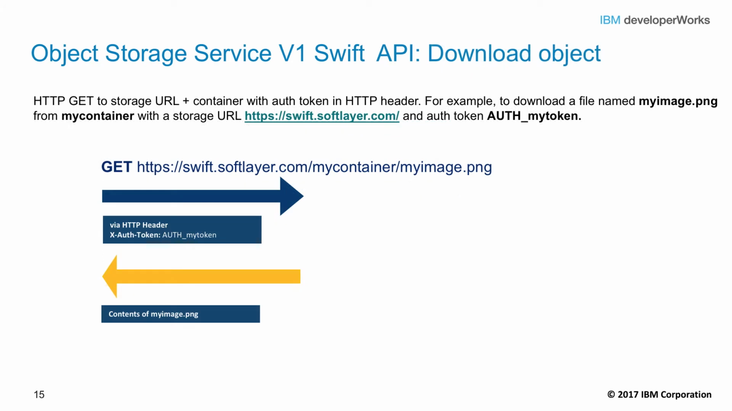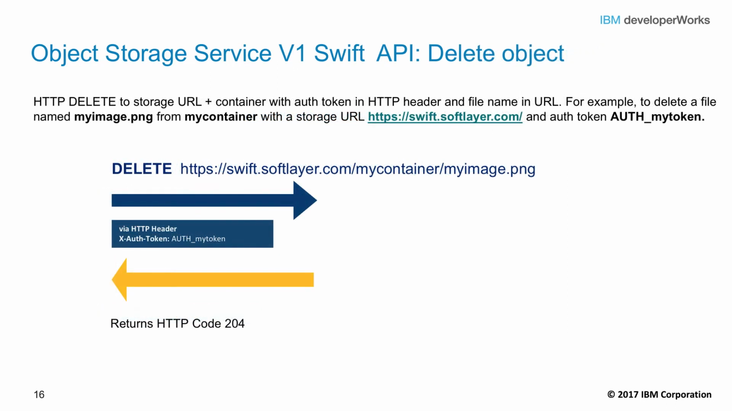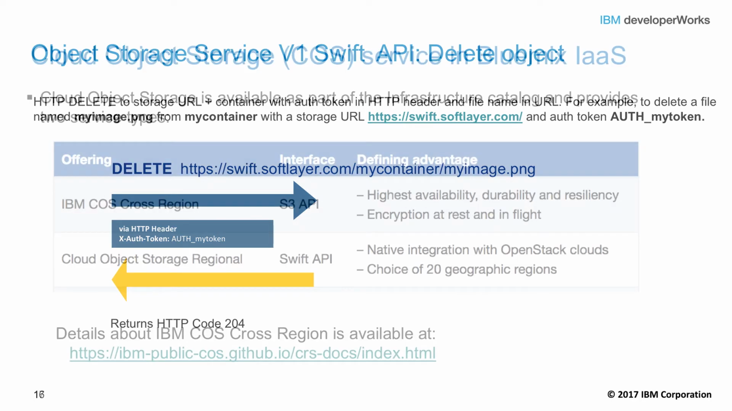Downloading files is done by using an HTTP GET. Provide the URL, container name, and object name in the request. The contents of the file are returned if the request is successful. Deleting files is done by using an HTTP DELETE. Again, provide the URL, container name, and file name. An HTTP 204 code is returned on success.